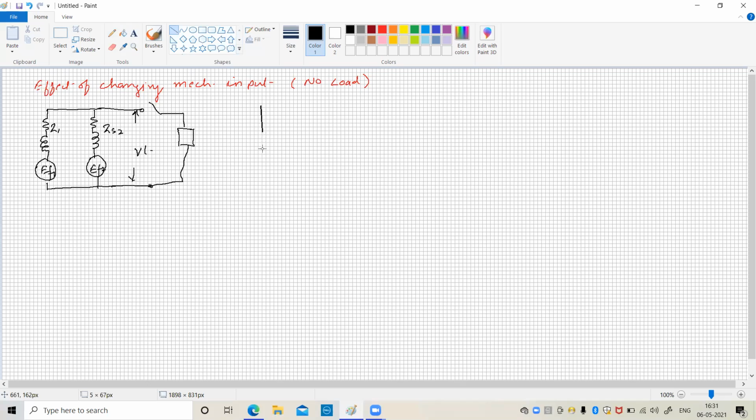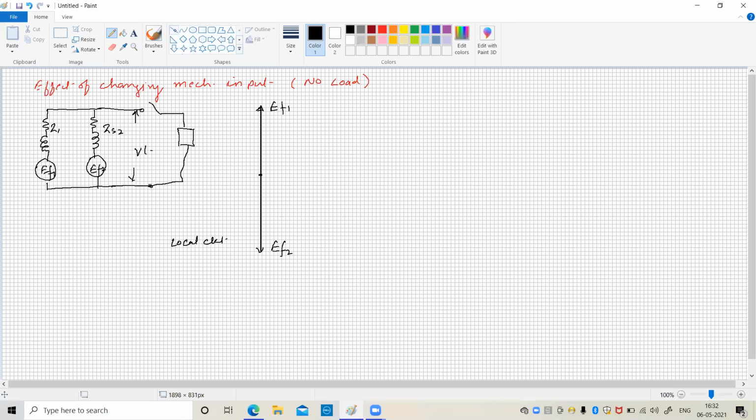That is, this is the internal circuit or local circuit. In the local circuit, both voltages are equal in magnitude and quite opposite to each other. So this is your EF1, and this is EF2. This is for the local circuit.